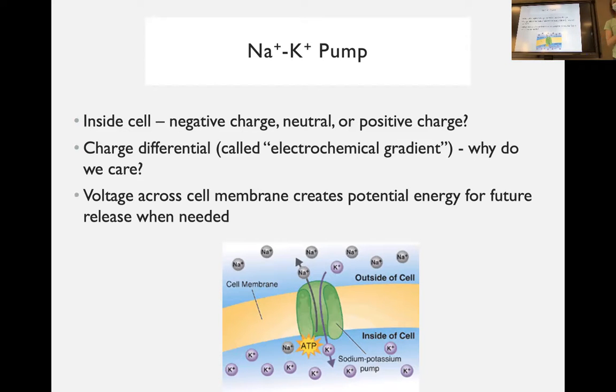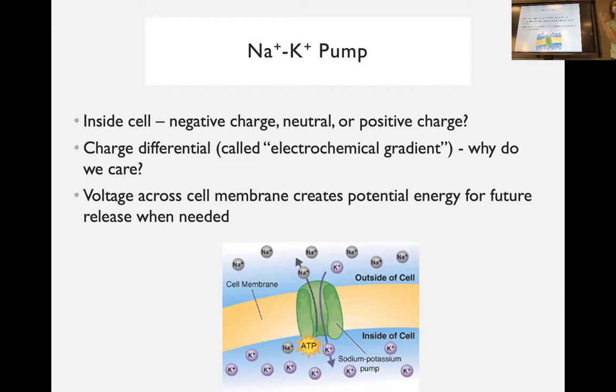So this voltage across the cell membrane, it's weird to think about our cells and all living cells as having this voltage, but we have a voltage in our cells and it creates potential energy for future release when needed. So what do I mean by that? If you imagine a cell and it's getting more and more negative inside, you can think of it like a battery. So you have a negative side and a positive side, right?